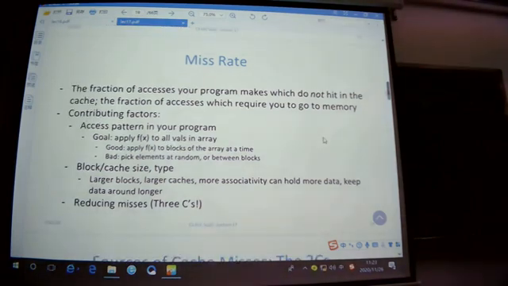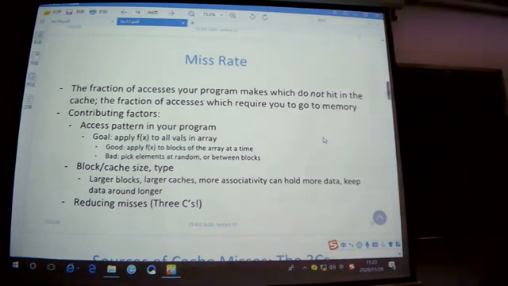Miss rate is the fraction of accesses your program makes which do not hit in the cache, the fraction of accesses which require you to go to memory. The contributing factors are three: access pattern, block size or cache size, and reducing misses.